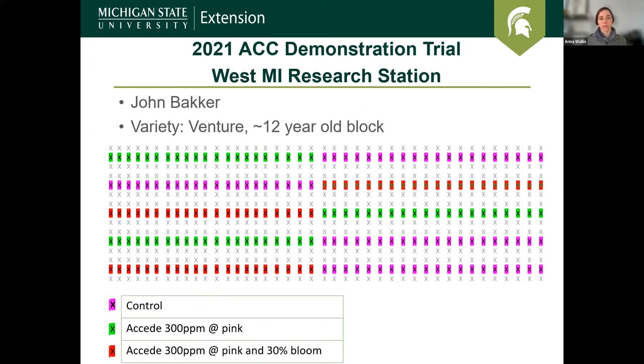This is an additional trial that was conducted at another location. So we have recently a new research station in West Central Michigan. So this is in Hart. It's about 2 hours north of where I'm located. And John Baker conducted this trial in some processing peaches in Venture. It's an older block this year. And so this is just his replicated trial design, looking at similar treatments, control compared to ACC applied at pink once or at pink and then again at 30% bloom.